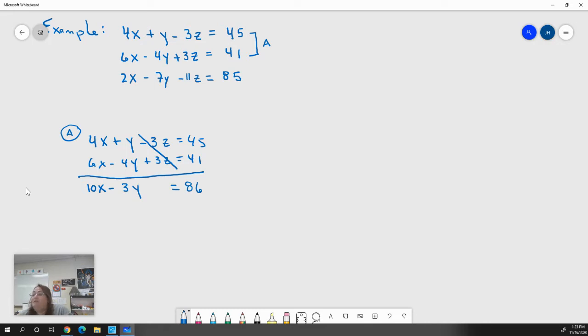So now I'm going to take, let's say, this equation, and we're going to call it B, and we are going to drop the same variable, which means we need to make sure that we eliminate the z variable from these two equations. So I'm going to set them both up, my B, and I've got 6x minus 4y plus 3z equals 41. And I have 2x minus 7y minus 11z equals 85.